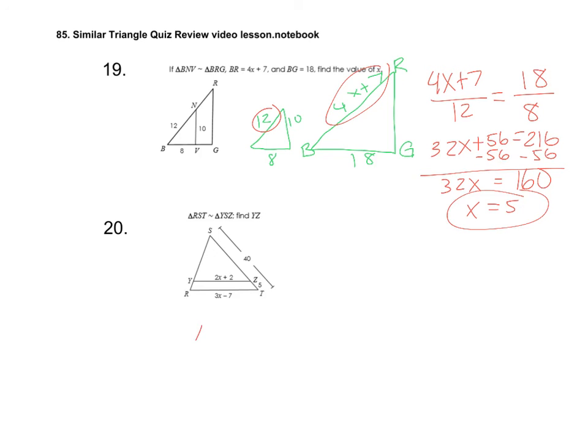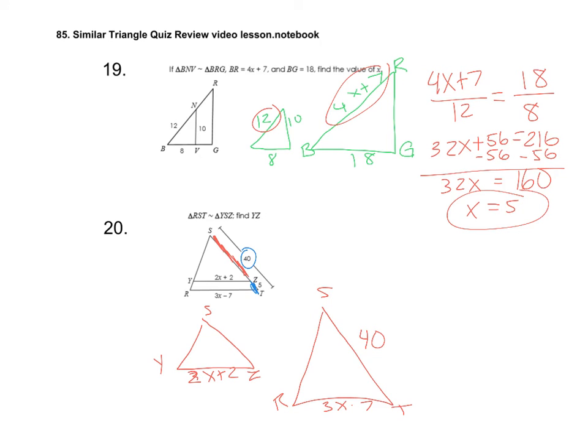All right, number 20. Again, drawing them out is really helpful. So this is SYZ. So this is 2x plus 2, RT, 3x minus 7, S. This whole thing is 40. So the question is, we need this distance. So if the whole thing is 40, right, and this teeny piece is 5, that means this has to be 35, right? 35 plus 5 is 40. And then we can set this up. 35 over 40 equals 2x plus 2 over 3x minus 7. So I pick one to start with. This matches up with 40. 2x plus 2 matches up with that.